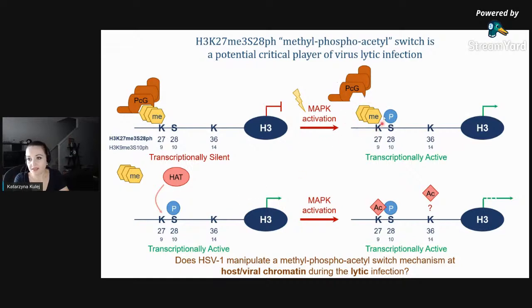And now this trimethylation is available for histone demethylases and is removed and replaced by histone acetyltransferases with acetylation. So the phosphorylation creates, we can say, partially open regions of the chromatin, and this acetylation stabilizes the open state and makes the chromatin now available for active transcription. And this process is actually already known in the world of HSV infection.